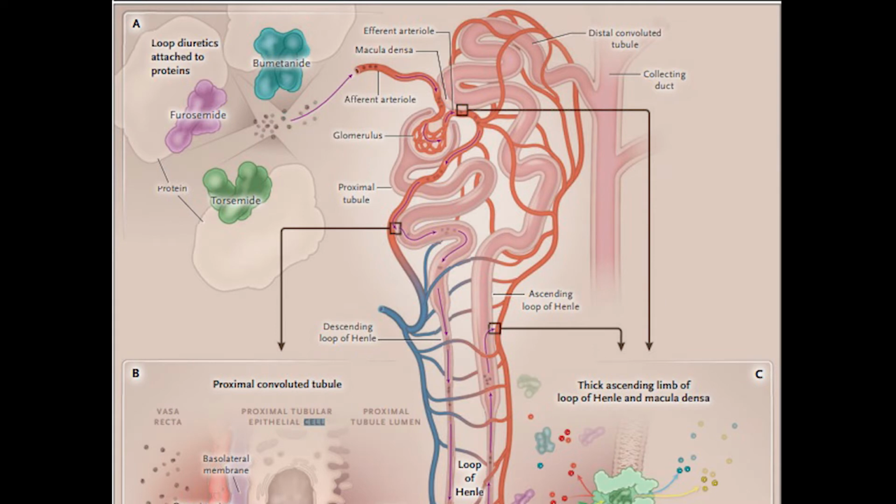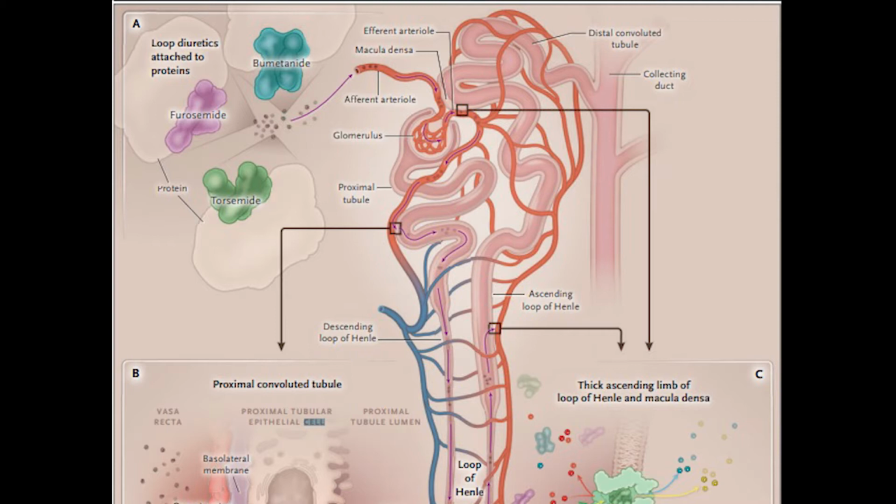So going back, if you could see here, we see the different anatomy of a nephron. You see the glomerulus, you see the proximal tubules, then you have the descending loop of Henle, then the ascending loop of Henle, and then eventually the distal tubule and collecting duct. But you see in the thick ascending loop of Henle, you see the macula densa. I'll go over why that's important in a few seconds.